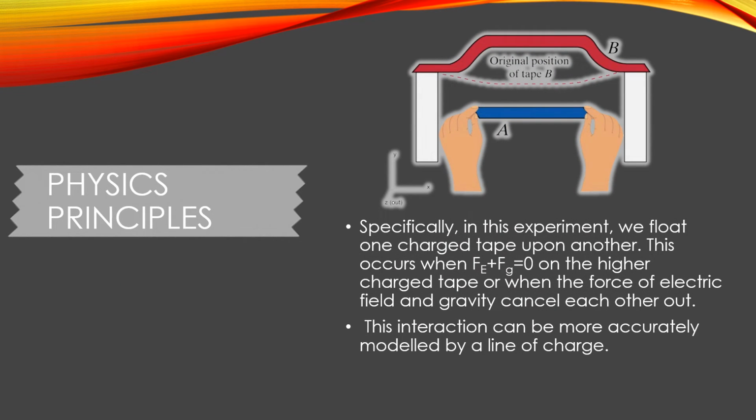Physics principles. Specifically, in this experiment, we're floating one charge tape above another, and this occurs when the F net is zero, or when the forces of electric field and gravity cancel each other out. We've modeled this previously using a point charge, and now we're doing it using a line of charge.